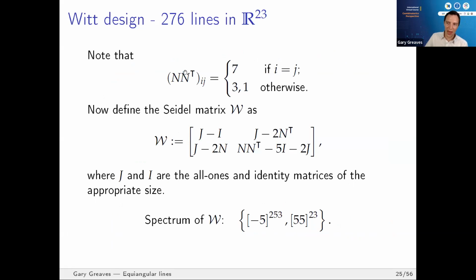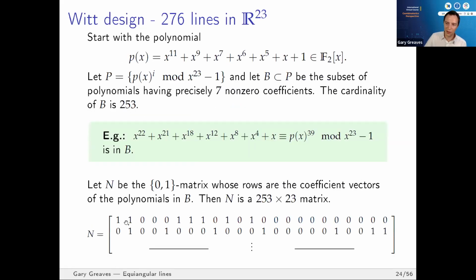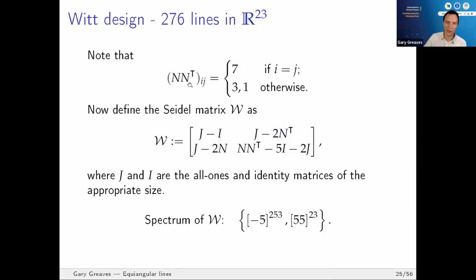And now we observe that N has a nice property: if we do N times N transpose, we look at the ij entry, we'll get 7 if we're on the diagonal, or 3 or 1 if we're not on the diagonal. So there's only 2 different off-diagonal entries and 1 diagonal entry. The 7 on the diagonal is quite easy to see. That's just because you have 7 non-zeros on each row, right? So 1, 2, 3, 4, 5, 6, 7. Those ones are going to hit each other to give a 7 on the diagonal when you do N transpose.